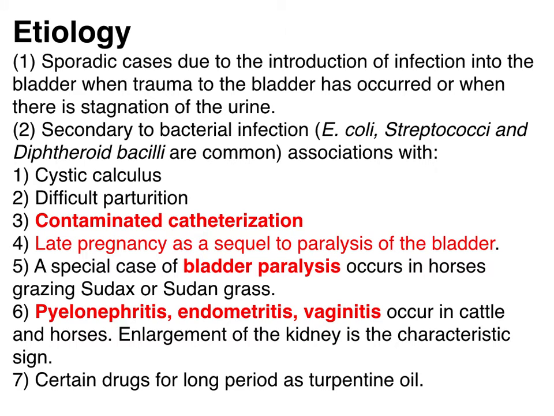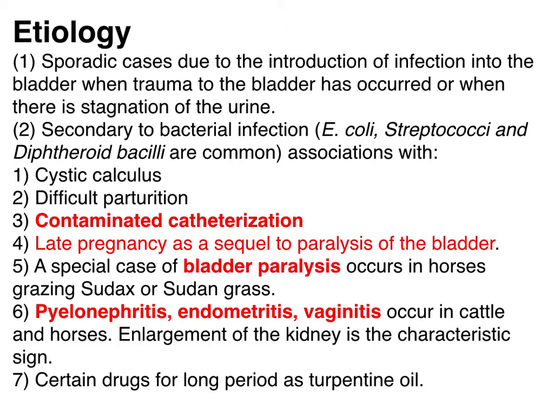أما المسببات فهي sporadic cases due to the introduction of infection into the bladder when trauma to the bladder has occurred or when there is stagnation توقف للإدرار. Secondary to bacterial infection, E. coli, streptococci and diphtheroid bacilli are common association with cystic calculus تتكون حصوة في المثانة. Difficult parturition ولادة الصعبة. Contaminated catheterization إذا ما تم إجراء عملية قسطرة وتكون بصورة غير معقمة. Late pregnancy as a sequel to paralysis of the bladder.